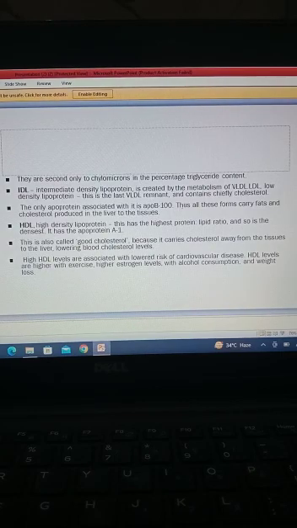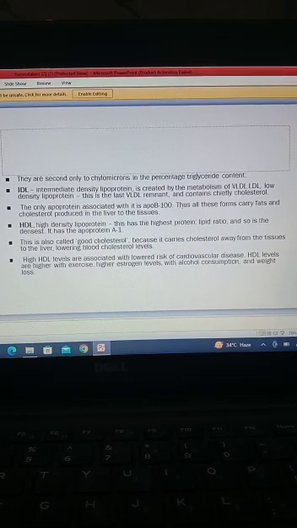Third one is IDL, which is known as intermediate density lipoprotein. It is created by the metabolism of VLDL, and it leads to LDL, low density lipoprotein. This is the last VLDL remnant and contains chiefly cholesterol. The only apoprotein associated with it is ApoB100. Thus, all these forms carry fats and cholesterol produced in the liver to the tissues.